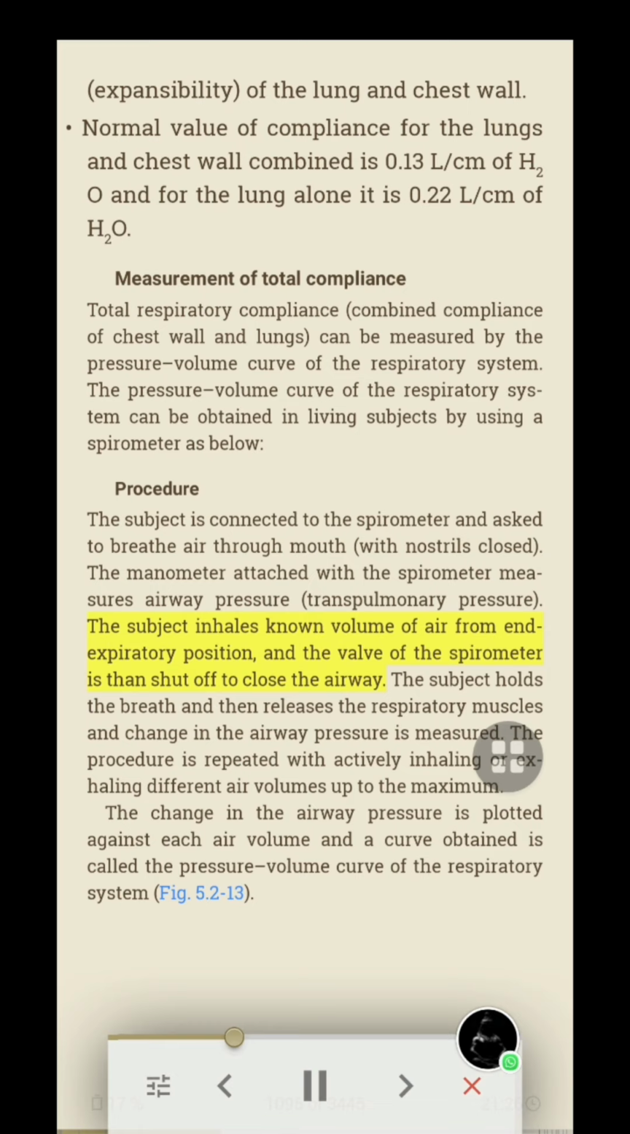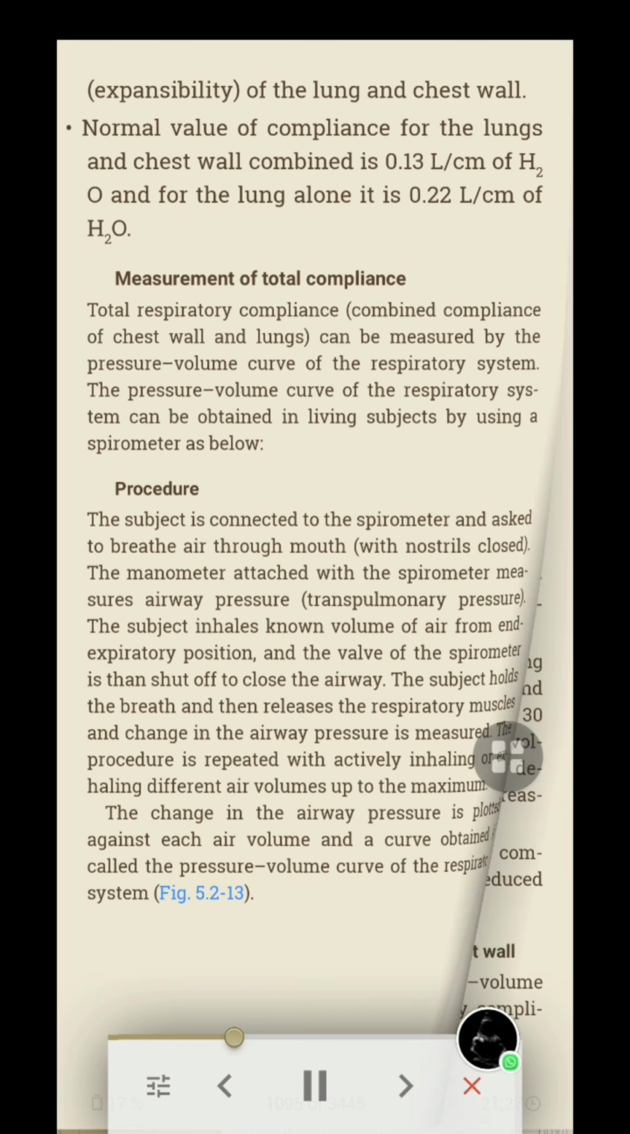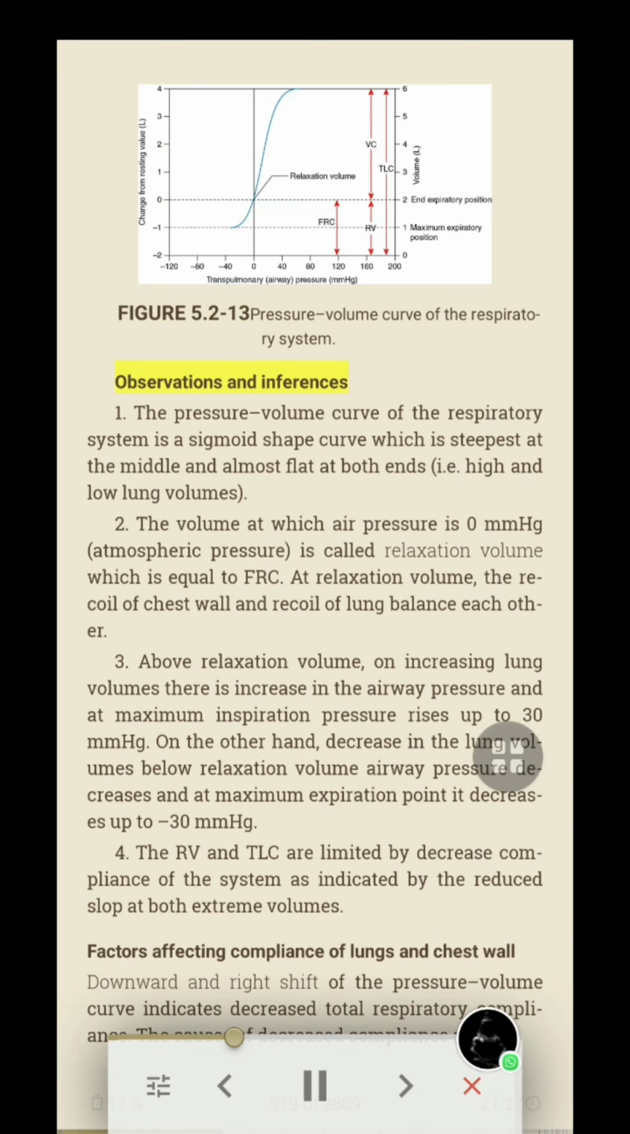The subject inhales known volume of air from end expiratory position, and the valve of the spirometer is then shut off to close the airway. The subject holds the breath and then releases the respiratory muscles and change in the airway pressure is measured. The procedure is repeated with actively inhaling or exhaling different air volumes up to the maximum. The change in the airway pressure is plotted against each air volume and a curve obtained is called the pressure-volume curve of the respiratory system, Fig. 5.2-13. Figure 5.2-13: Pressure-volume curve of the respiratory system.